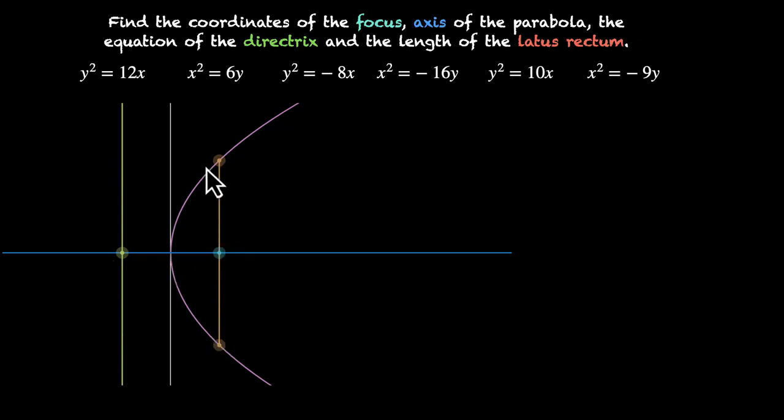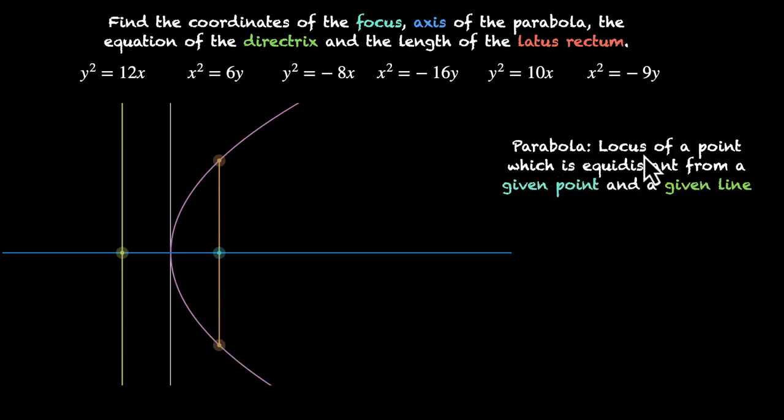The definition of the parabola is it's the locus of a moving point which is equidistant from a given point and a given line. So we have a fixed point, we call this the focus, and we have a fixed line, we call this the directrix. And now we have a moving point that's always at the same distance from this directrix as it is from this focus. Pick any point on this parabola and its distance from this focus is the same as the distance of this point from this directrix. This is what defines this parabola.